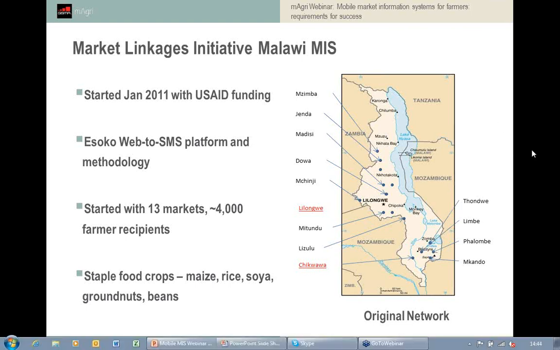Yeah, I want to briefly just go through what we've done in our public-private partnership between the market linkages and Esoko in Malawi. And to give you a bit of background, we started.